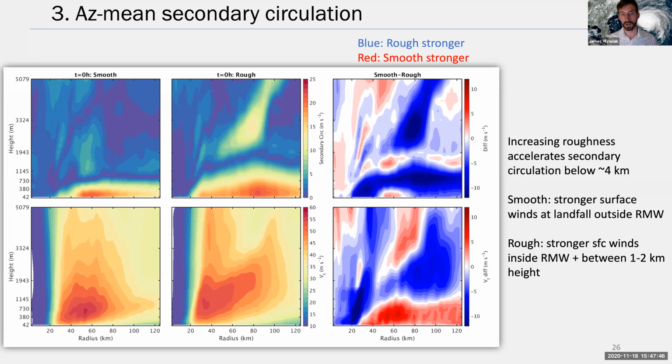So I'm not going to show a plot of the advection of the angular momentum. I do have one of those, but essentially what's going on here is that the stronger secondary circulation is just importing higher angular momentum air towards the core, which is accelerating the winds within and above the radius of maximum winds.